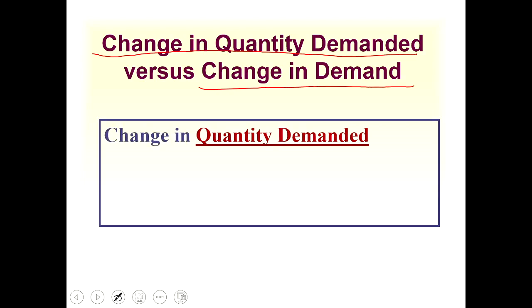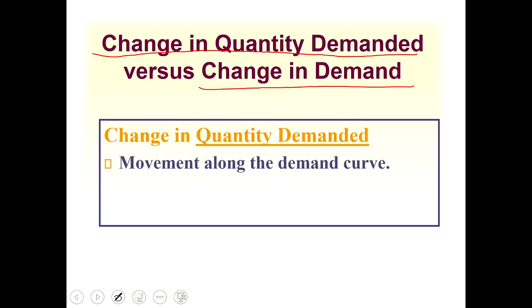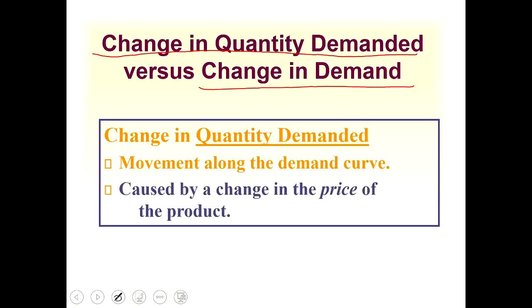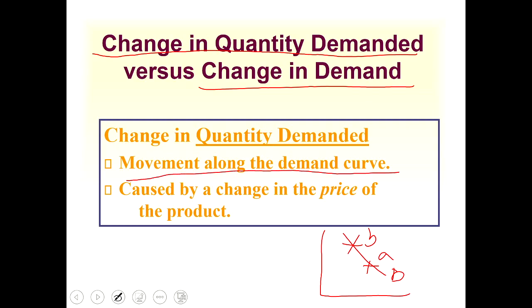Continuing with the same concepts, we are going to talk about the change in quantity demanded versus change in demand. Change in quantity demanded means movement along the demand curve, which is caused by a change in the price of the product. So when there is a movement along the demand curve, we move from point A to point B of the demand curve. This means that we are moving along the demand curve, and it is caused by the price of the product.